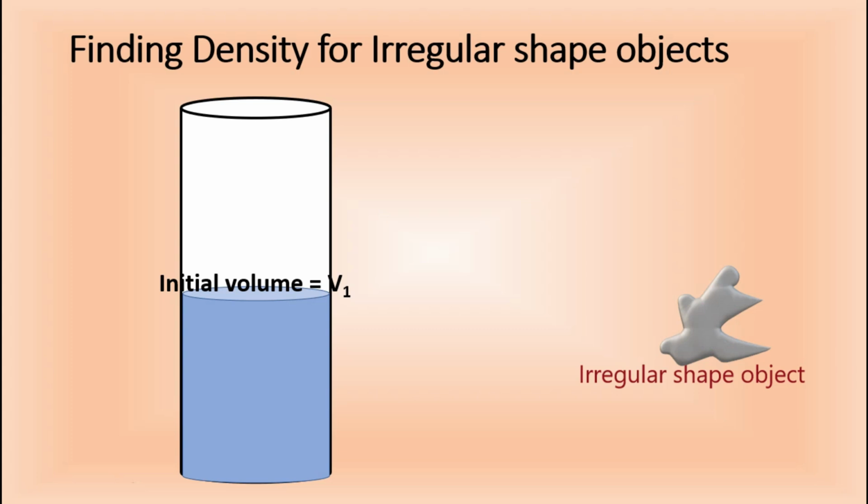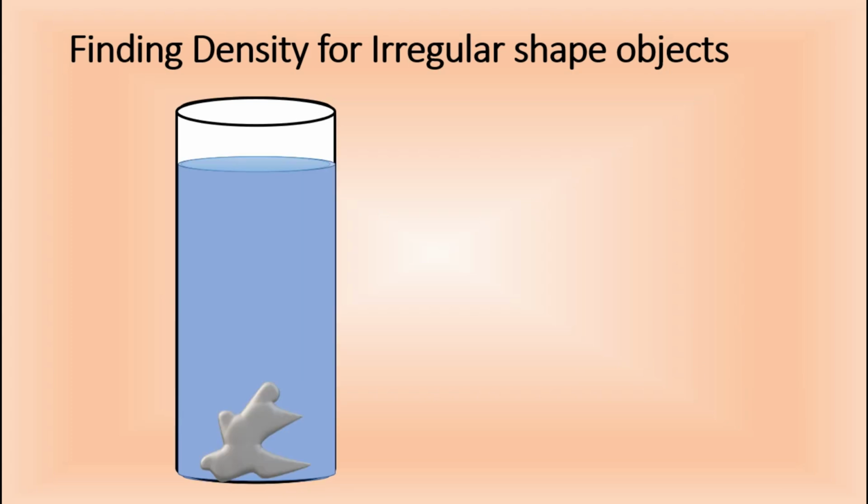The next step is we drop this irregular shape object in this water very carefully so the splashes are not produced. It would be much better if we tie it with a thin thread and we drop it carefully in the water. After dropping this irregular shape object in the water, the volume of the water rises. And what we do? We measure the final volume of water.